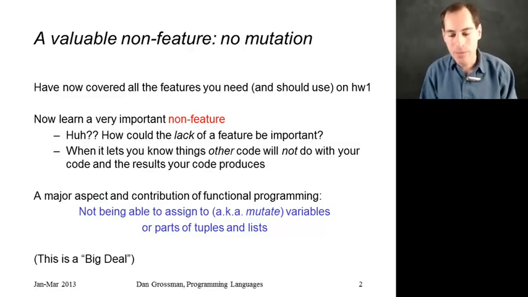But when you have a lack of a feature in your language, then when you're writing code, you know that no one using your code will ever use that thing because it can't. Right? And that will make it easier for you to write your code correctly and to understand the results that your code produces. So in fact, one of the major things that makes functional programming is that when you create some data, like a pair or a list, there's no way to subsequently change the contents of that data. You have to make a new piece of data that has some different values in it. All right? So let me show you why this can be a valuable thing.